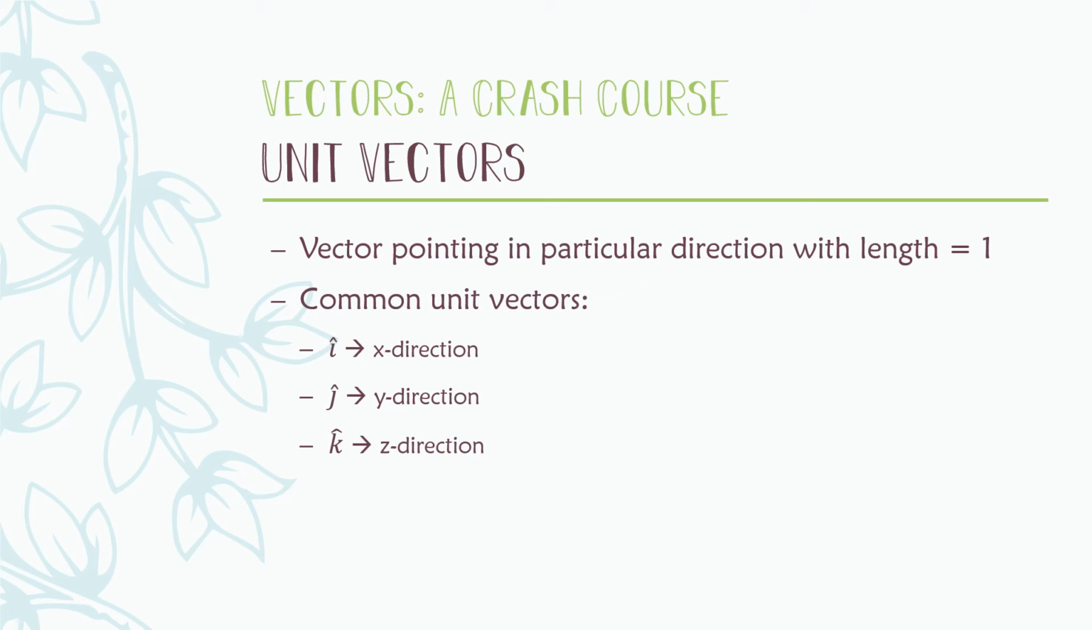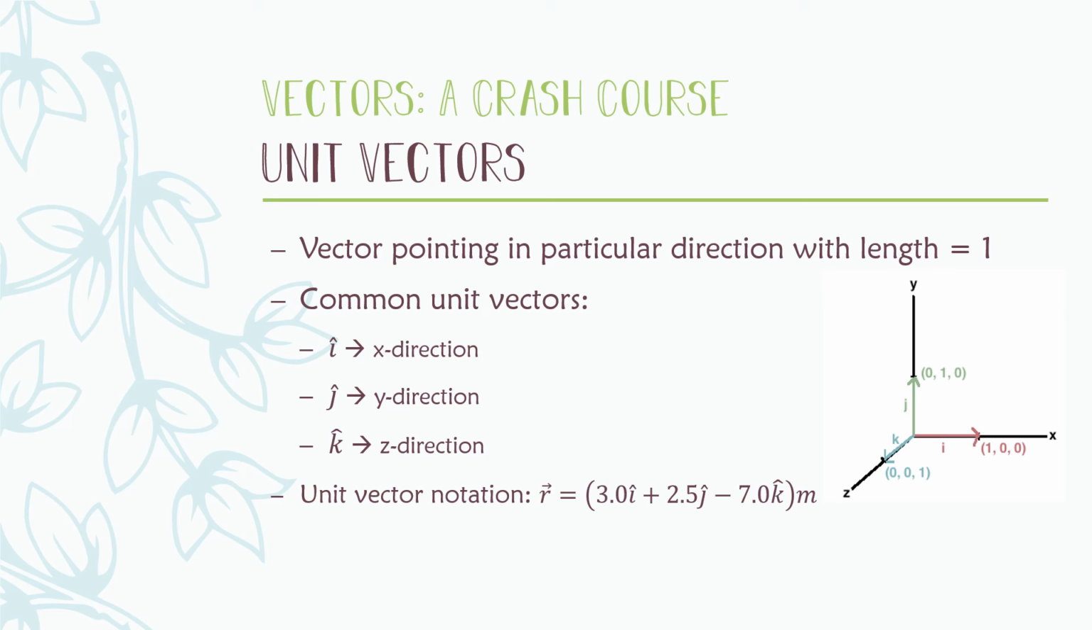And i hat points in the x direction, j hat points in the y direction, and k hat points in the z direction. So as you can see in my little diagram here, they're missing their hats. I stole this diagram from the internet. But the i hat vector has a length of 1 unit and points to the right. j hat has a length of 1 unit and points upward. And k hat has a length of 1 unit and points outward, or the positive z direction.